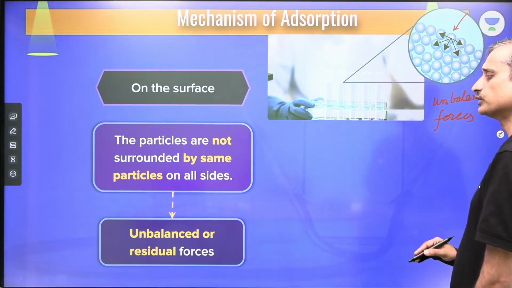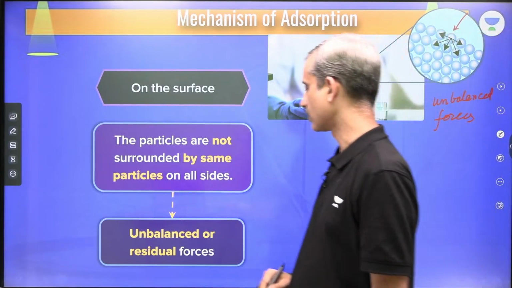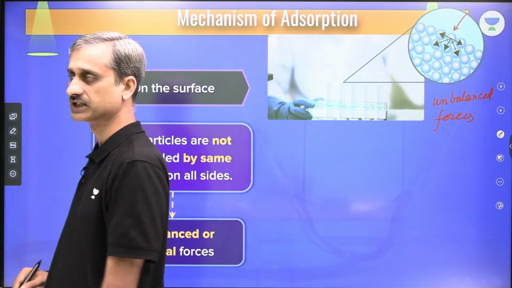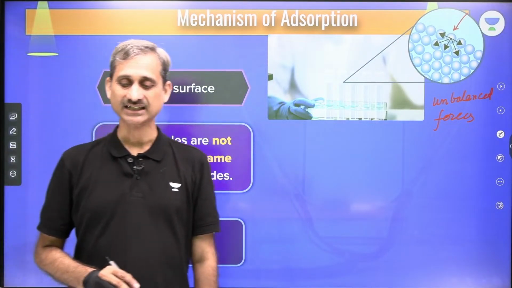And I have already told you the name. The unbalanced or residual forces lead to something called the dangling valencies.